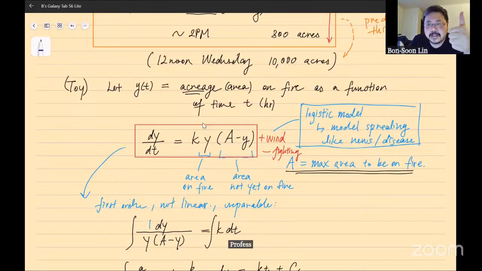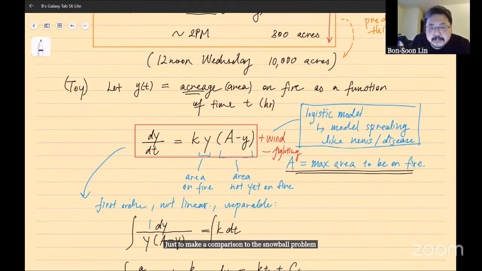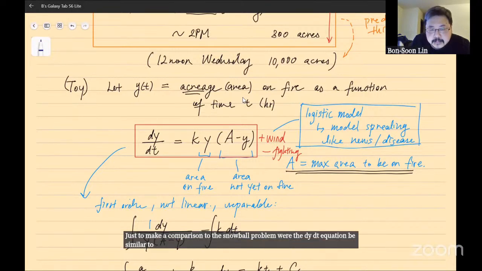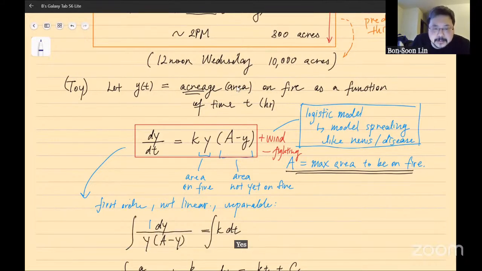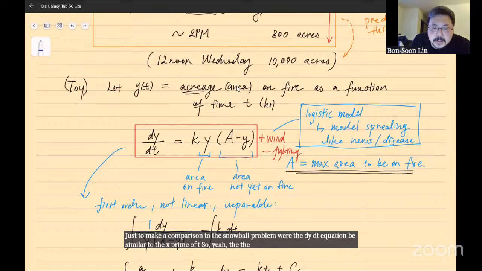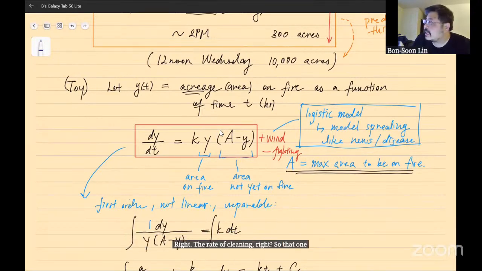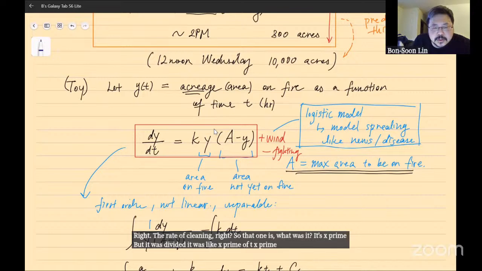Professor, quick question. Just to make a comparison to the snowball problem, would the dy dt equation be similar to the x prime of t? Yes, that's right. I think that was the rate of the cleaning. Right, the rate of cleaning. It's x prime of t, equal to 1 over some linear function, like 1 over at plus b. So that's a different situation.